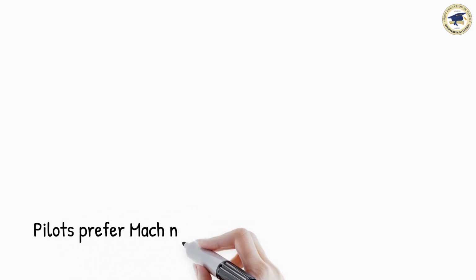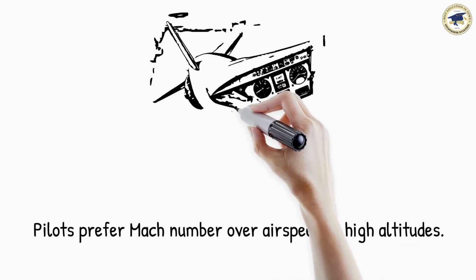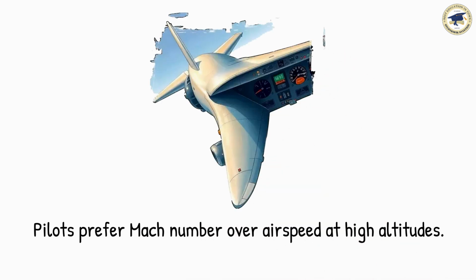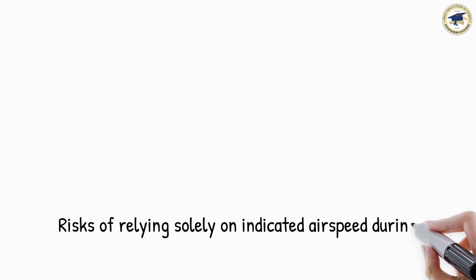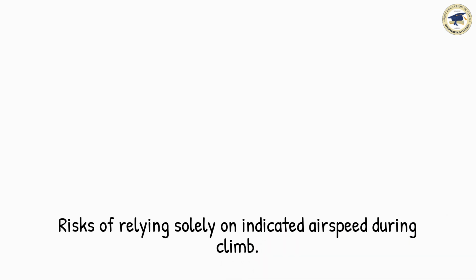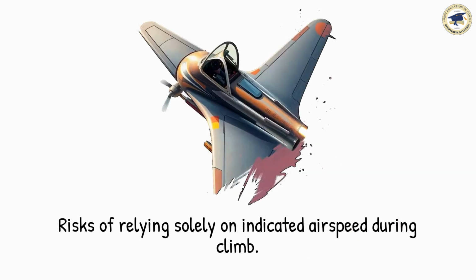Now that we understand the basic working principle of the Mach meter, let's explore why pilots rely on Mach number rather than airspeed during high-altitude cruise. At low altitudes, air density is high, and airspeed gives a good indication of performance. But as an aircraft climbs into thinner air, true airspeed may be high while the indicated airspeed is much lower. If a pilot relied only on indicated airspeed, the aircraft might accidentally exceed critical Mach number without realizing it.